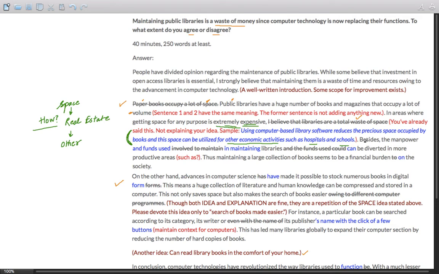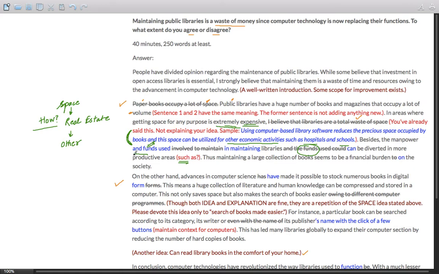The next point is besides the manpower involved to maintain libraries and the funds. Now this is a bit of a sentence structuring issue. Manpower and funds can be used together. The manpower and funds. So the portion the student has written over here can better be used over here. So manpower and funds used in maintaining libraries. This would have been much better structure. Again, there could have been a bit more specific information over here in more productive areas, such as name those areas.